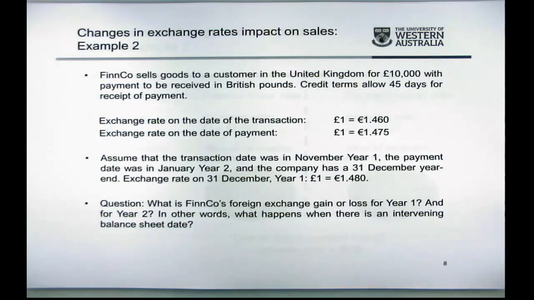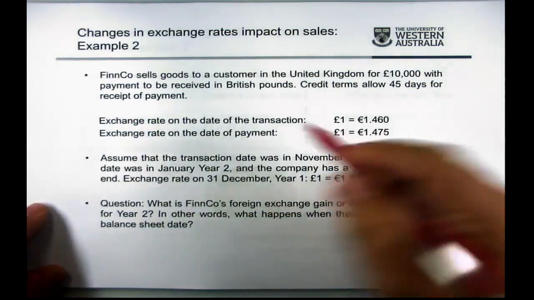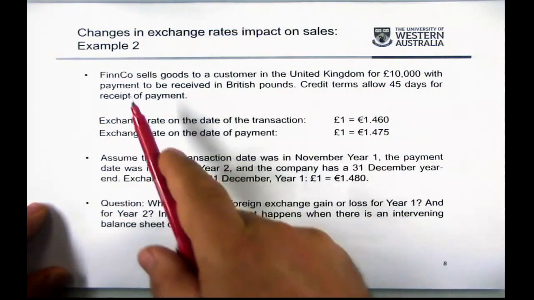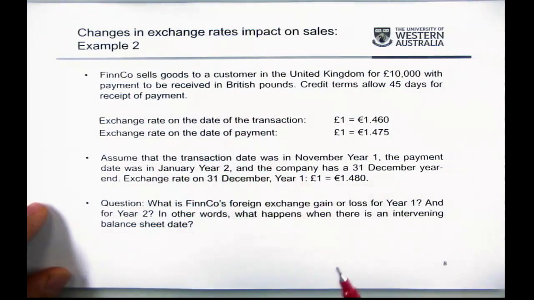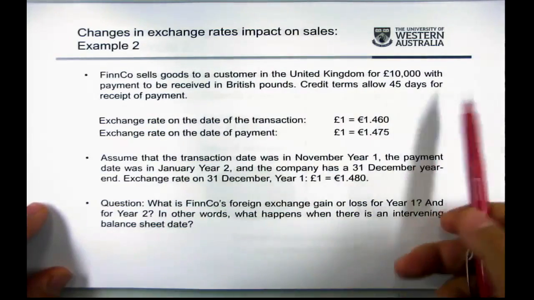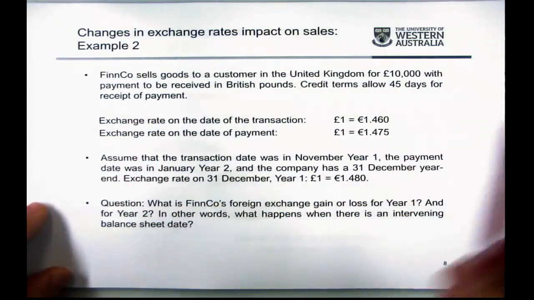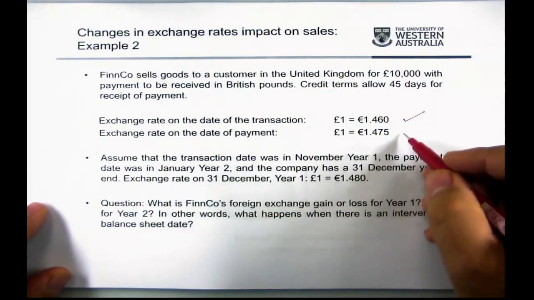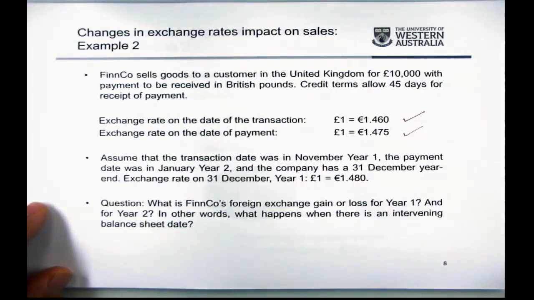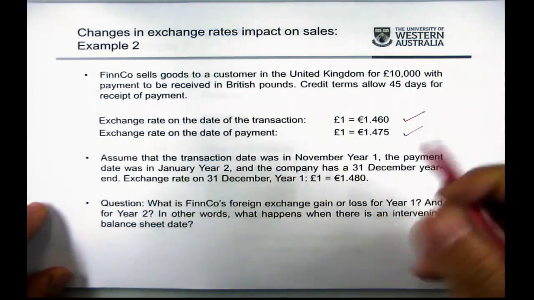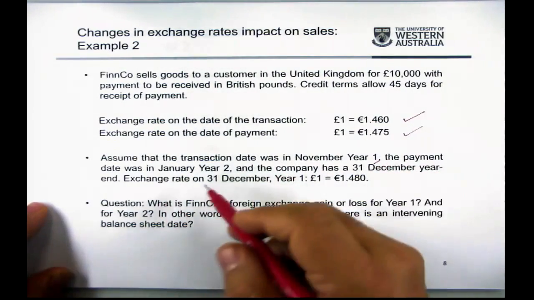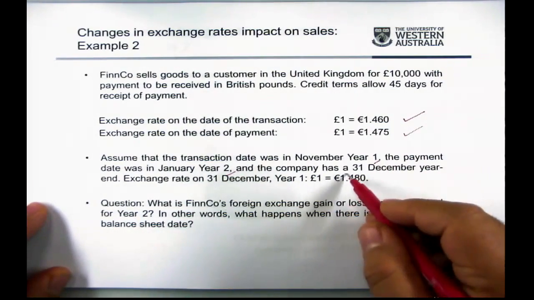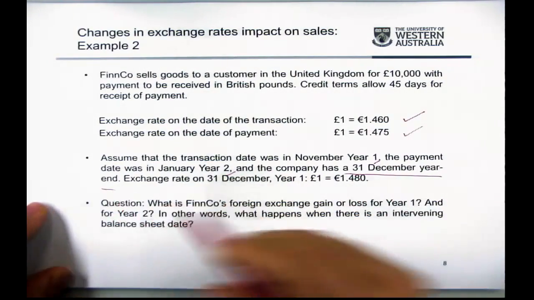So Finco, again the same example, Finco sells goods to a customer in the UK for £10,000 with payment to be received in British pounds. Credit terms allow 45 days for receipt of payment. So this is the transaction date exchange rate, and this is the exchange rate on the payment date. Assume that the transaction date was in November, year 1. The payment date was in January, year 2. And the company has a December year end.